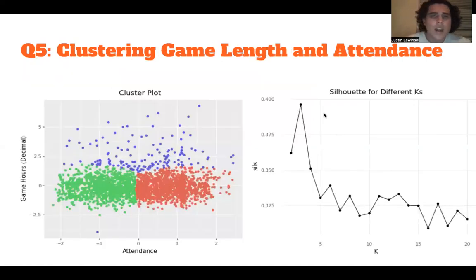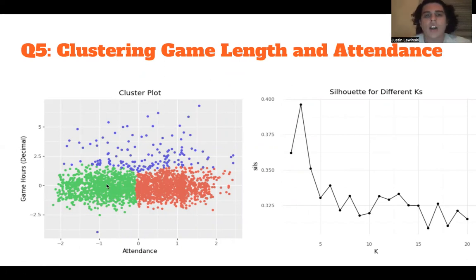Clustering. There were not a ton of great clustering variables here, but I chose game length and attendance. I used a Gaussian mixture model because with K-means there's no spherical data here, and with DBSCAN, the data is so close together it's not going to be very efficient. Silhouette score: K equals 3 is the best here by far. It drops off the face of the earth after that and before.